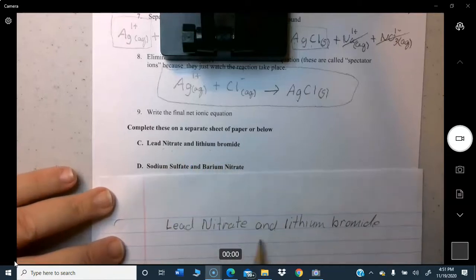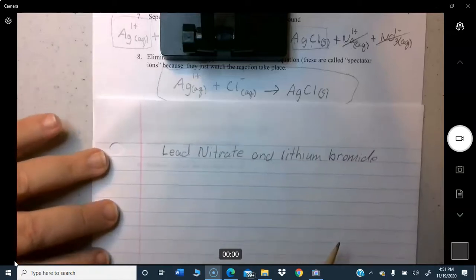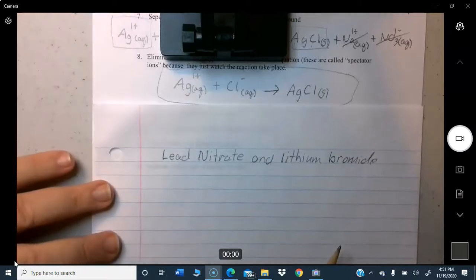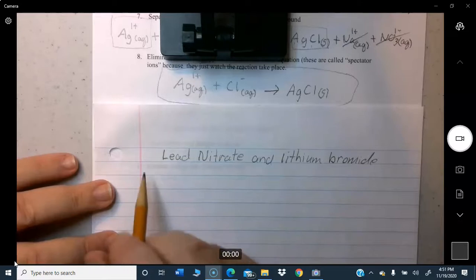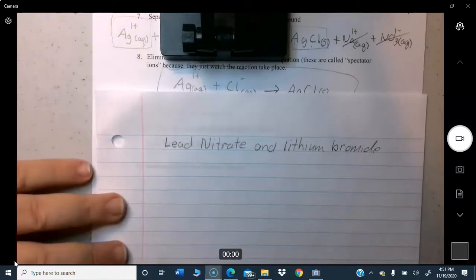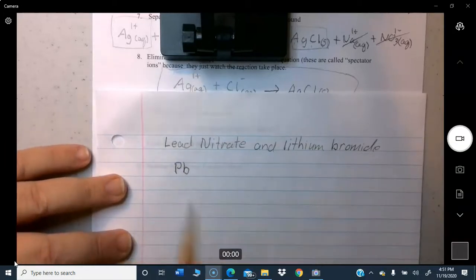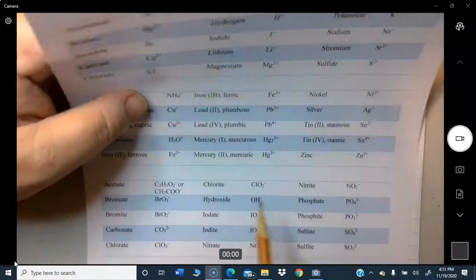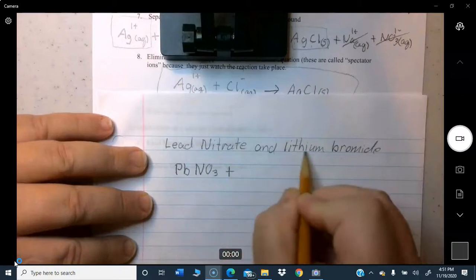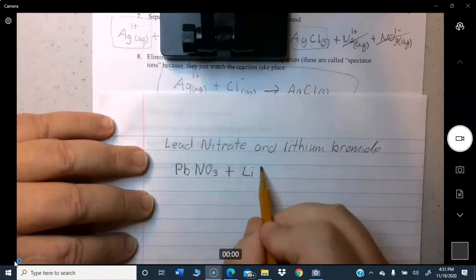So I have that right here on this sheet of paper. I didn't give you the instructions for this, so see if you can remember what the steps are, and if you can't, just go back and do that, okay? So you don't necessarily have to number them either at this point. That's just kind of a tool to help you remember. Okay, so let's get going. So this is going to be Pb, and again, go to your 60 ions for nitrate, if you don't know that one, NO3, plus lithium, Li, and bromine is Br.